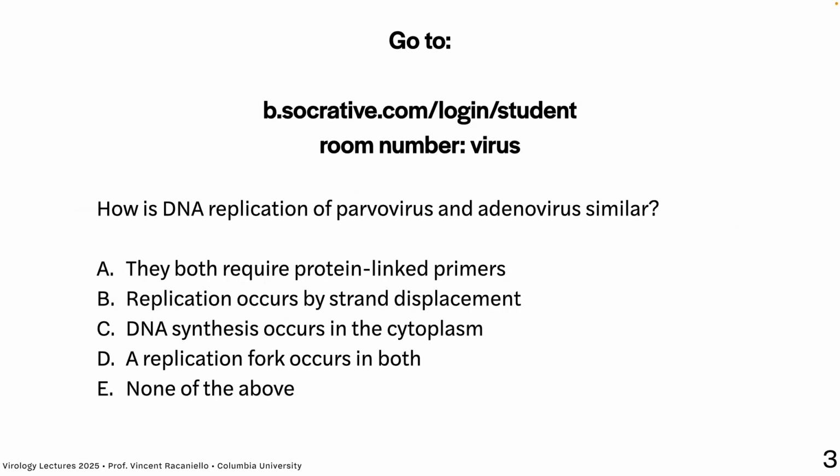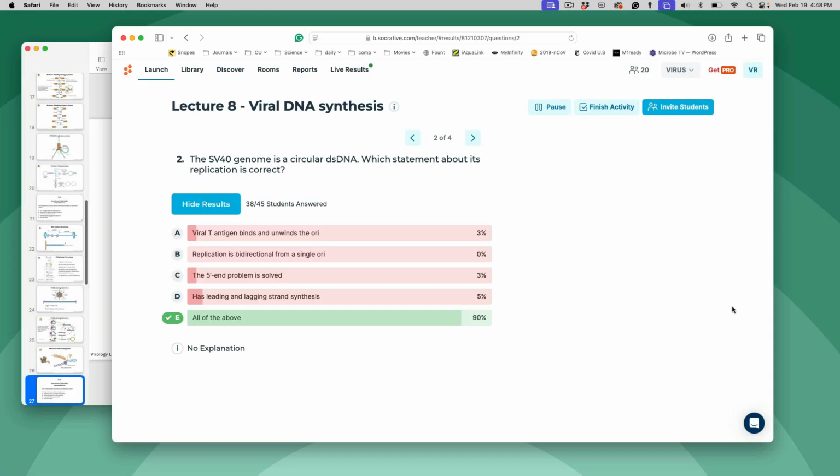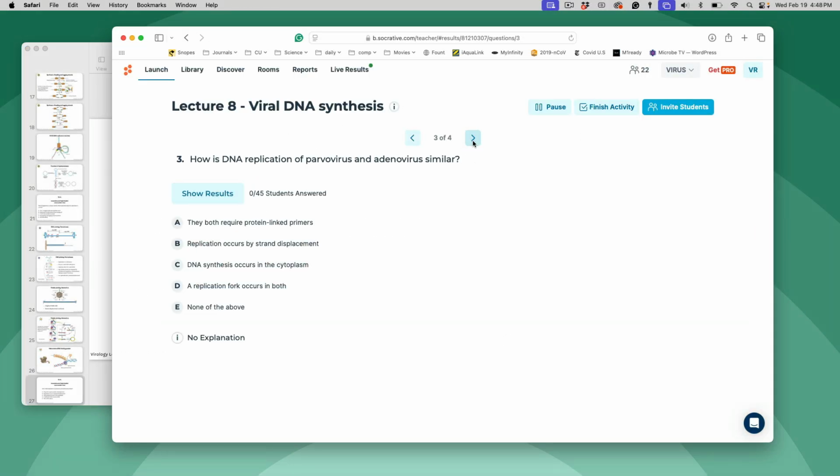So, next question. How is DNA replication of parvovirus and adenovirus similar? So parvovirus was the single-stranded DNA virus we looked at. How are they similar? They both require protein-linked primers. Replication occurs by strand displacement. DNA synthesis occurs in the cytoplasm. The replication fork occurs in both. None of the above. How are they similar?